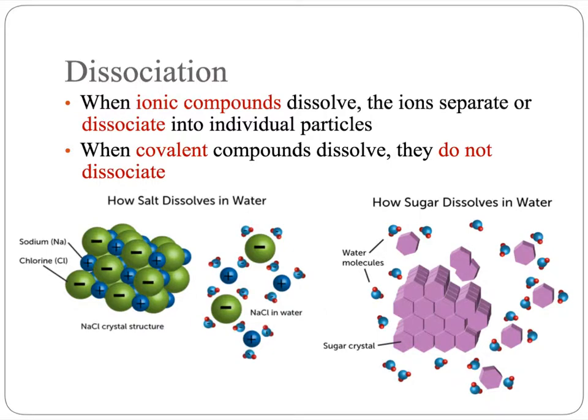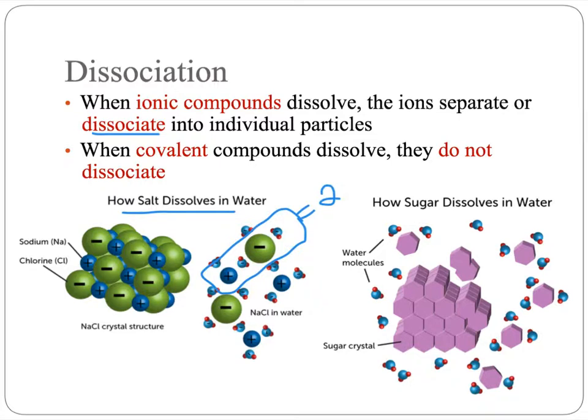When ionic compounds dissolve, these ions separate. They're pulled apart, and the big word we use for that is dissociate. So they dissociate into their individual ions. This illustration again of how salt dissolves in water reinforces the fact that from every sodium chloride, you get one sodium and one chloride ion. So you actually get two particles.